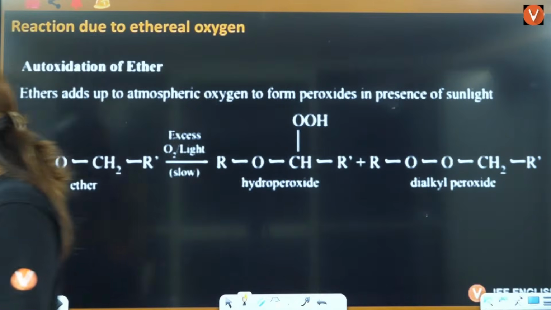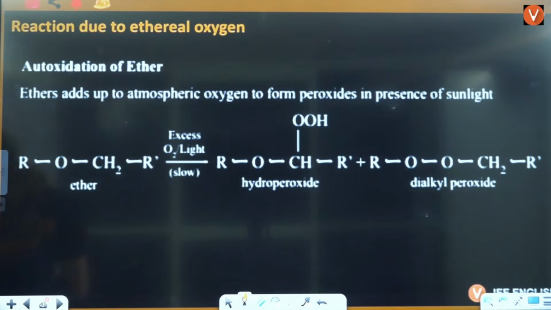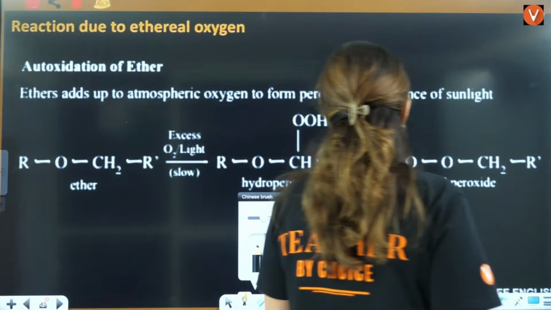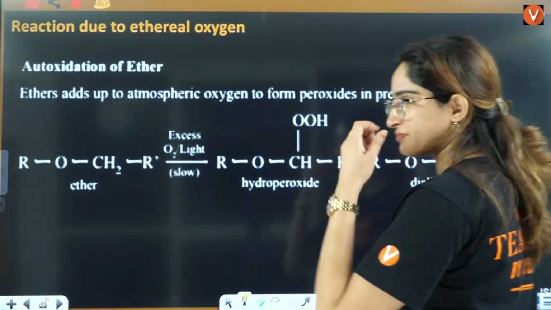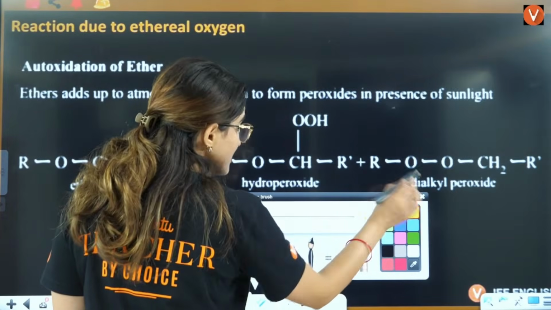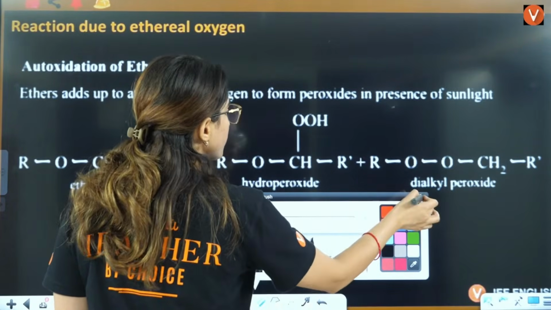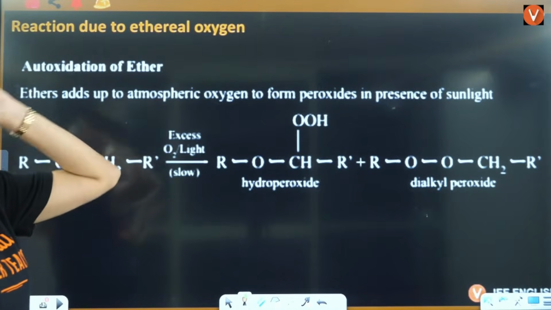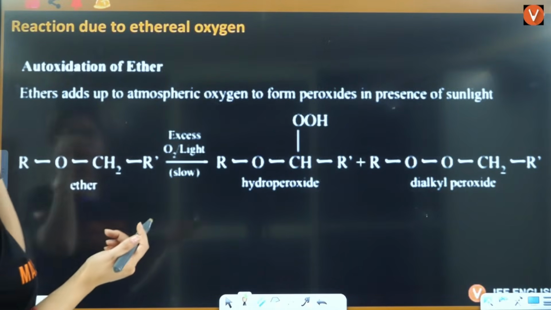Next we have reactions due to ethereal oxygen. Like most of the reactions that we have done now, you must have seen them somewhere. But now we are going to do those reactions which you have very rarely seen anywhere. Not rarely, but they are very rare, like in NCERT it is not mentioned. So those who have not gone beyond NCERT may be seeing these reactions for the first time.